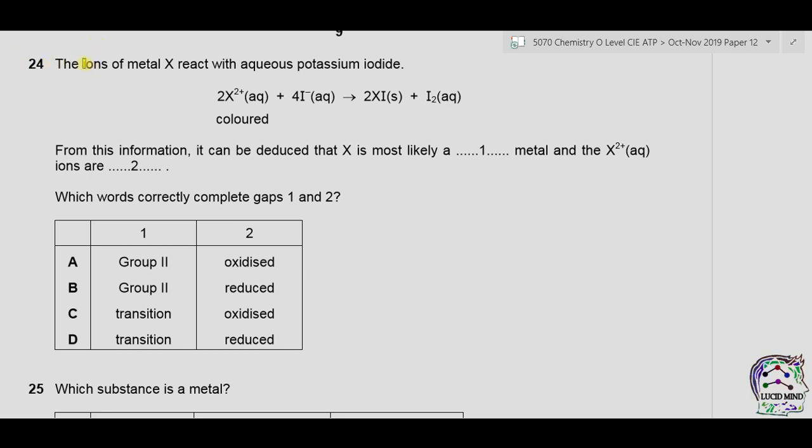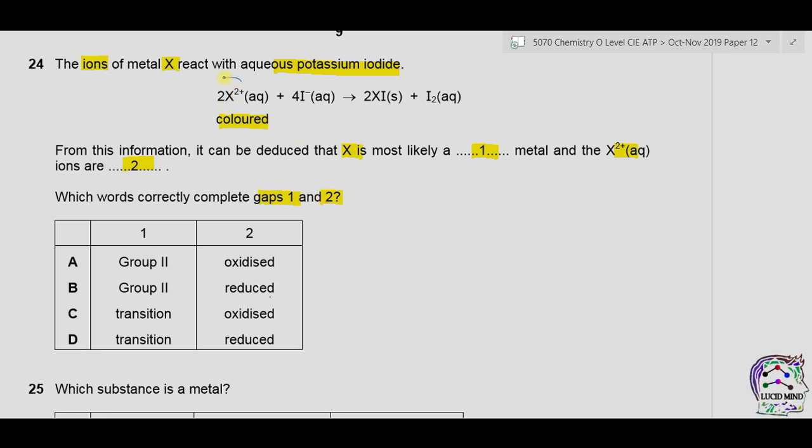Question 24. The ions of metal X react with aqueous potassium iodide. This is the chemical equation. We have colored X plus 2 ion. From this information, it can be deduced that X is most likely a metal and X plus 2 ions are dash. Which words correctly complete gaps 1 and 2?